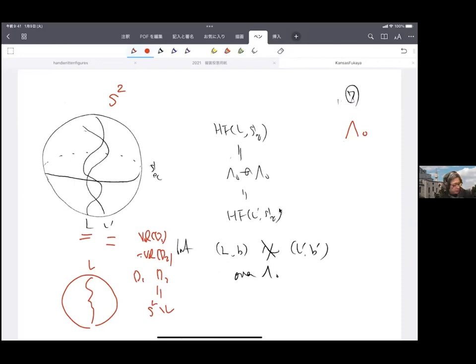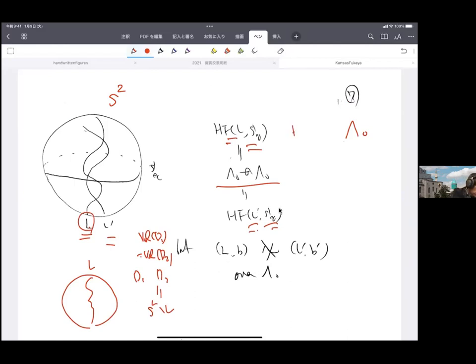Otherwise, Floer theory is trivial. So I mean obstructed. Now what I want to say is that we consider this L and take Floer homology with the equator. This is just a rank 2. You have two intersections, so Λ0 plus Λ0. And we take this L prime and take Floer homology with the S1 equator. And this is also Λ0 plus Λ0.